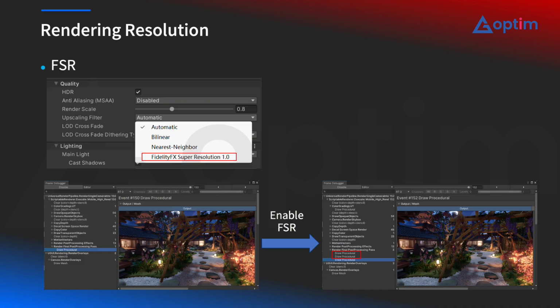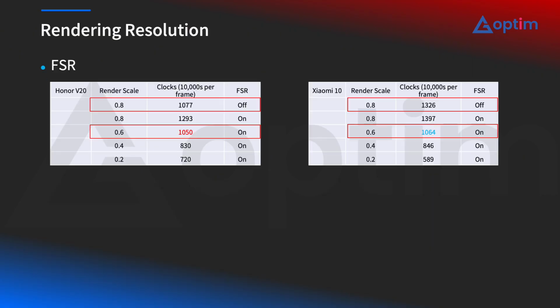However, it is important to note that after enabling FSR, we can observe additional draw calls in frame debug. These passes usually involve relatively expensive shaders, which introduce extra GPU overhead and may even increase GPU clocks. So after enabling FSR, we cannot simply assume that lower resolution equals better performance. We need to rebalance the system. The key question becomes, how much should we reduce render scale to offset the additional cost introduced by FSR? Let's look at real test data.